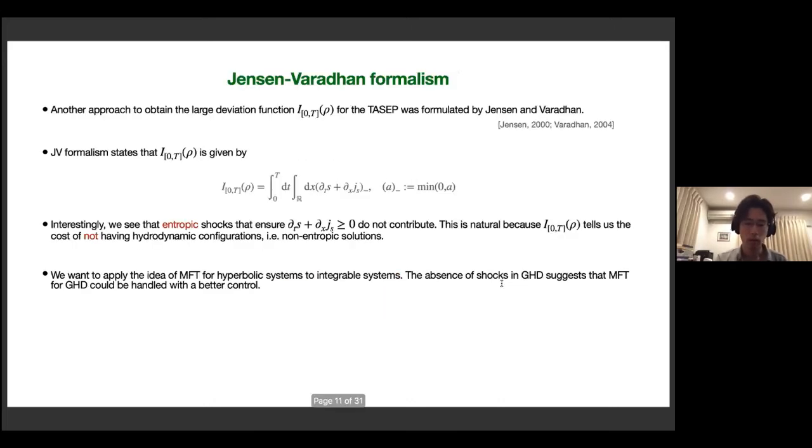Okay. I might run out of time, so let me just skip this. Just to say that there is a formalism called the Jensen-Varadhan formalism for the transport in TASEP, but it's not directly relevant here.